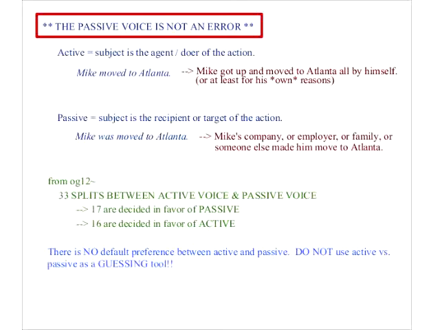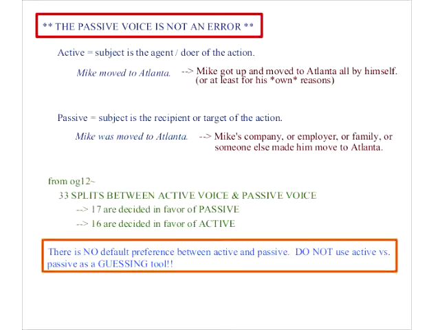Now, if you have the older editions of our strategy guides, some of them say there's a preference. The reason they say that is because in the earlier editions of the OG, up to the 10th edition, there used to be a big lopsided disparity, a decently sizable margin, in favor of the active.